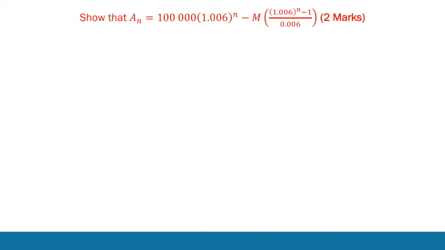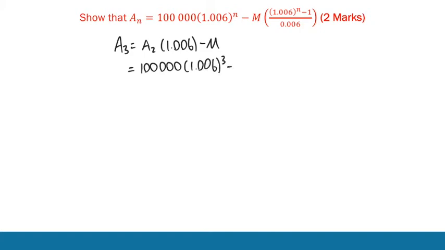Before we generalize to AN, let's just do one more. Let's do A3 specifically. So when we do that, again, the pattern is the same. We start with A2, we apply the interest rate, and we subtract a repayment. Expanding that out, what we get is 100,000, 1.006 cubed now, minus m, lots of, and what we get is a third term in here. Now it's 1.006 squared. So this should start to make the pattern a little bit more obvious.